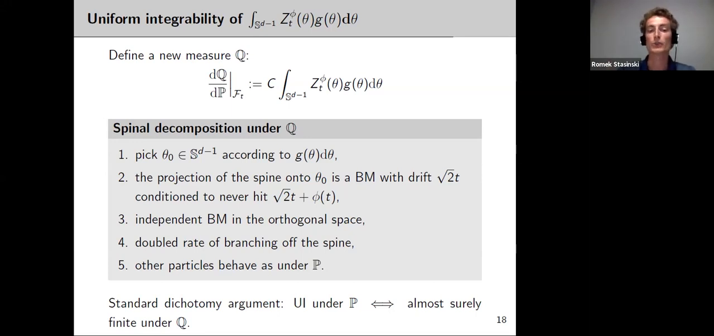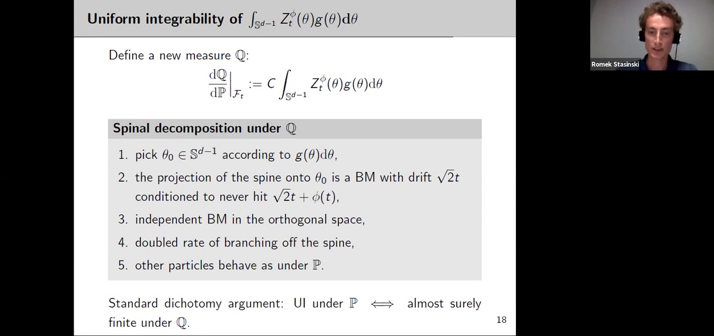So we say that the projection of the spine of the branching Brownian motion, the spine being one line of particles of the BBM, onto theta naught is going to be a Brownian motion with a drift square root of 2, conditioned to never hit the barrier square root of 2 t plus phi. Then we say that the movement of the spine in the orthogonal space to theta naught is just a standard Brownian motion. Furthermore, the spine branches at a doubled rate, and as soon as a particle branches off the spine, it's going to behave as a standard branching Brownian motion.